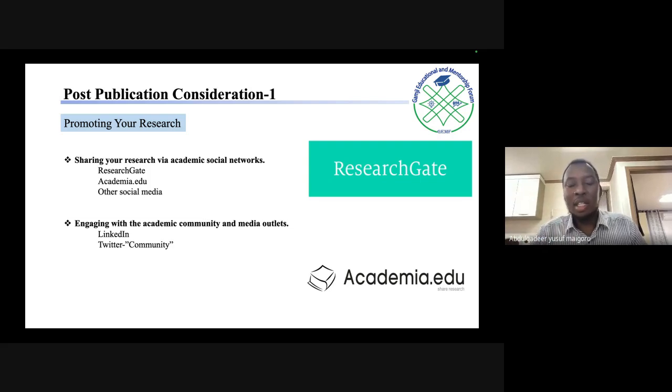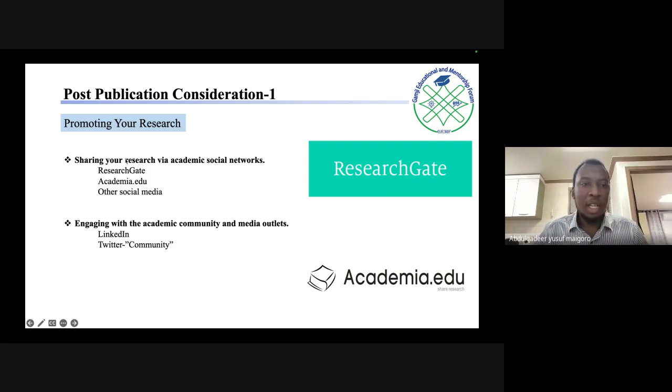That's why the scientific community provides several platforms like Google Scholar, ResearchGate, and all that, where scientists will go and share their publications, and others could easily read, comment, give suggestions, and even make collaborations. And it gives a lot of researchers jobs and grants and whatsoever. So that's the essence of promoting your research. So sharing your research via academic social networks and also non-academic social networks.